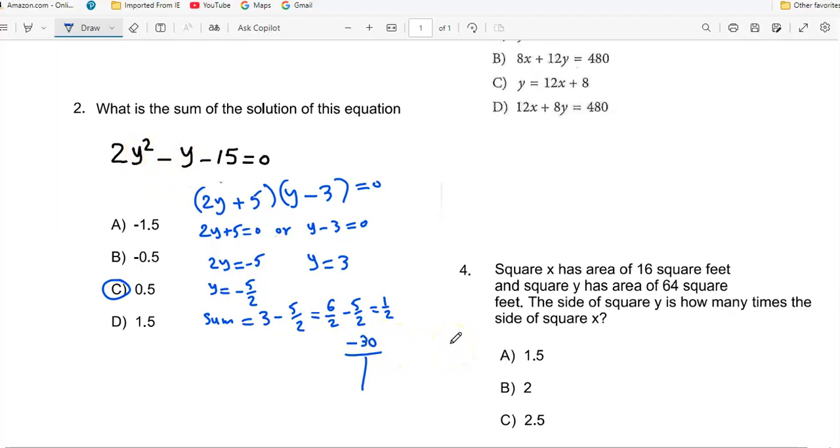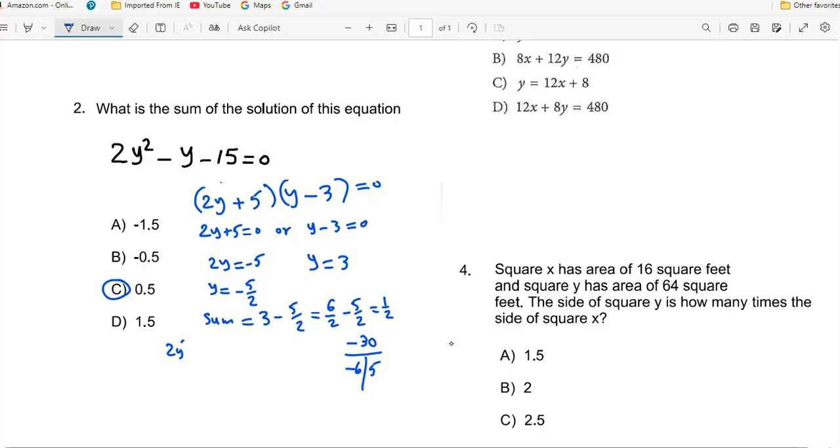So I can put 5 and negative 6, right? Negative 6 times 5 is negative 30. And if I add negative 6 and 5, that's going to give you negative 1. So you're going to rewrite this equation using 4 terms instead of 3.